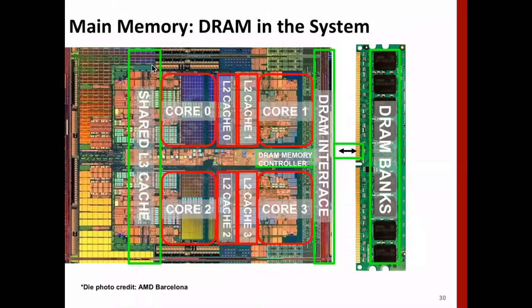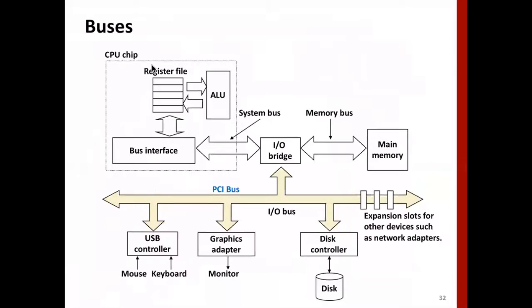Now this shows DRAM chips. Where are the DRAM chips here? DRAM banks here. These are all DRAM chips that are connected to a processor using some bus. This is a bus here.